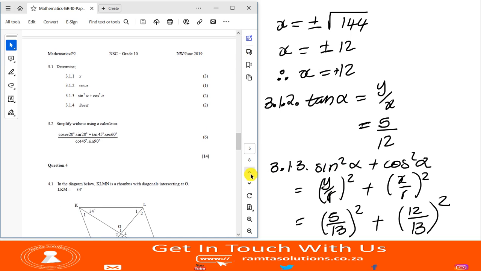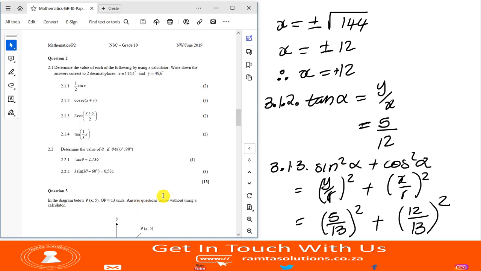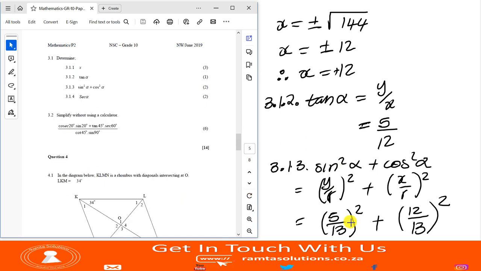I want to confirm. Oh yes. You see, this question is saying answer questions below without using a calculator. So now, because they said without using a calculator, I will break this down, but not that it's necessary. Okay? So I will break this down.